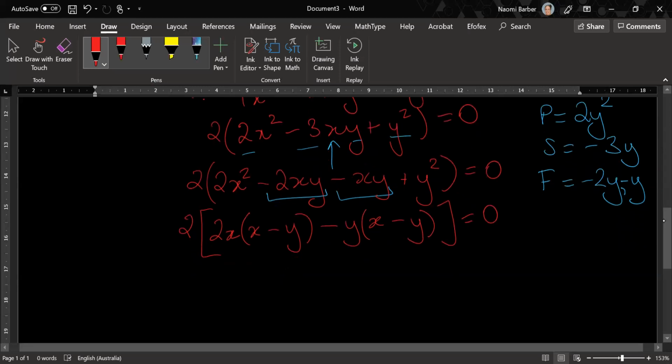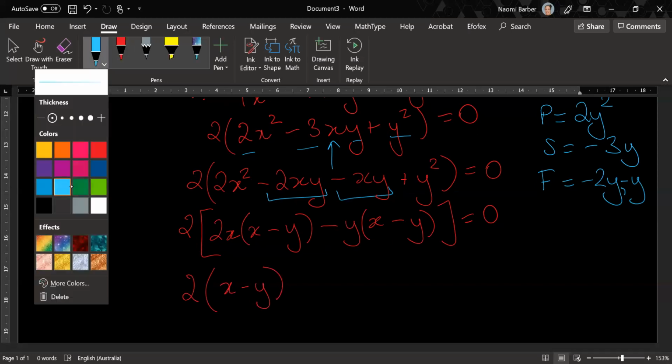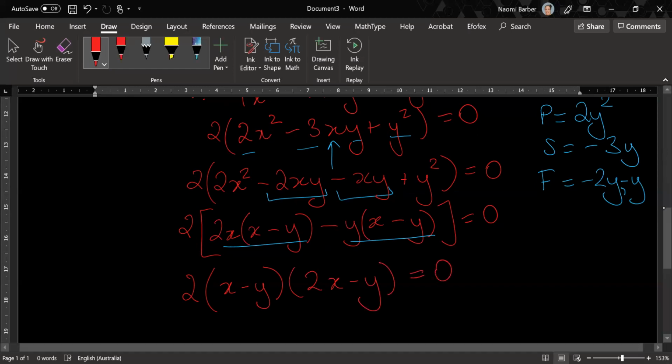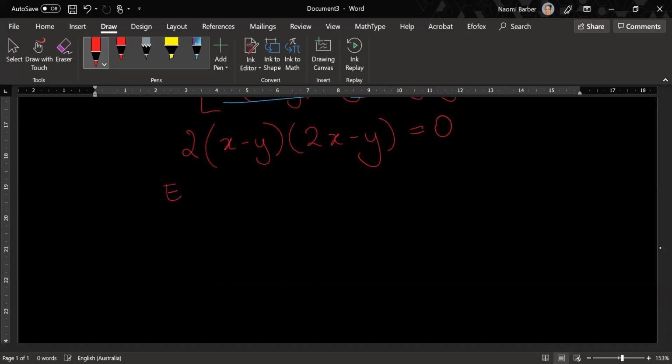Now I need more space. Okay, so inside my bracket, I've got x minus y as my common factor to both terms. Now that this has become 2 terms, I'm left with 2x minus y equals 0. Now, null factor law. 2 does not equal 0. So therefore I can say either x minus y equals 0 or 2x minus y equals 0.